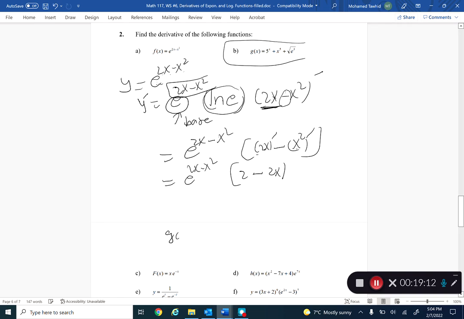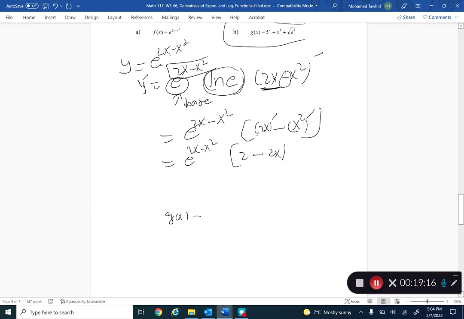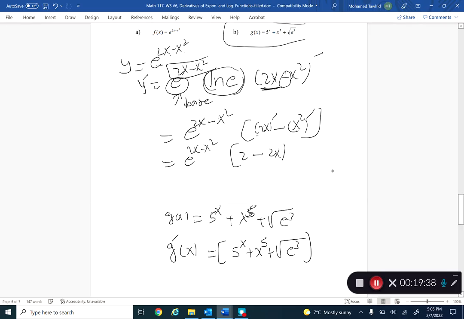g of x. What is g of x here? g of x equals 5 to the power x, plus x to the power 5, plus e to the power 3, right? I need to take the derivative of both sides. So you have (5 to the power x plus x to the power 5 plus e to the power 3) prime. I need to take the derivative of both sides, right?